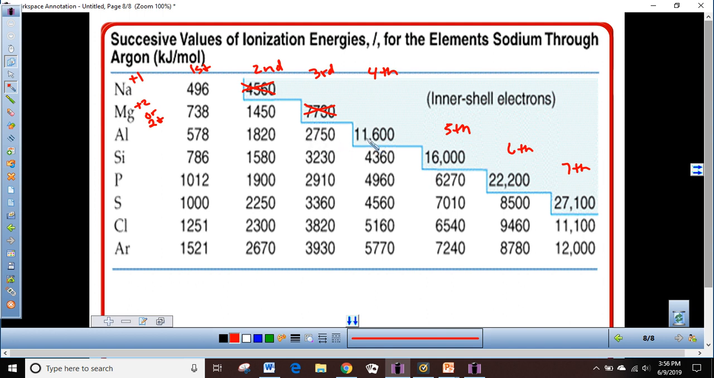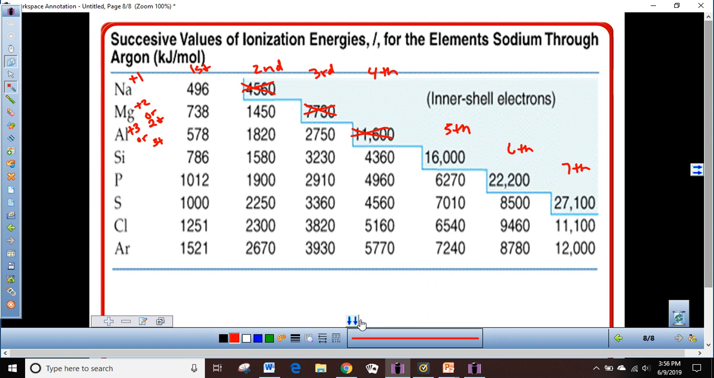That is a little less than a 9,000 jump there. Not happening. Of course, this little thing makes it pretty obvious, right, going down there. And so that's why we predict a +3 charge, or a 3+ charge on aluminum.